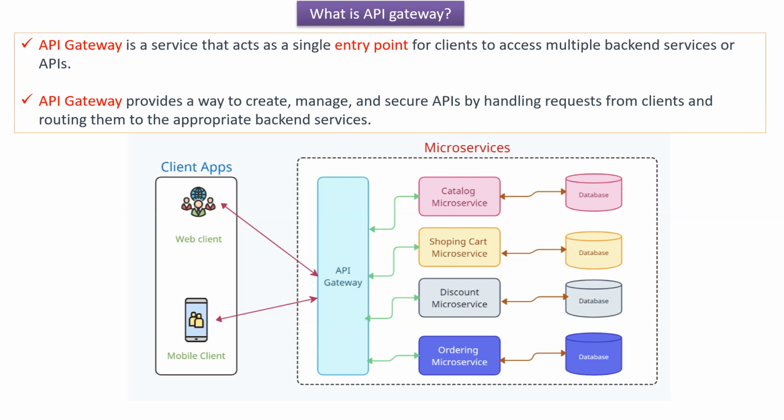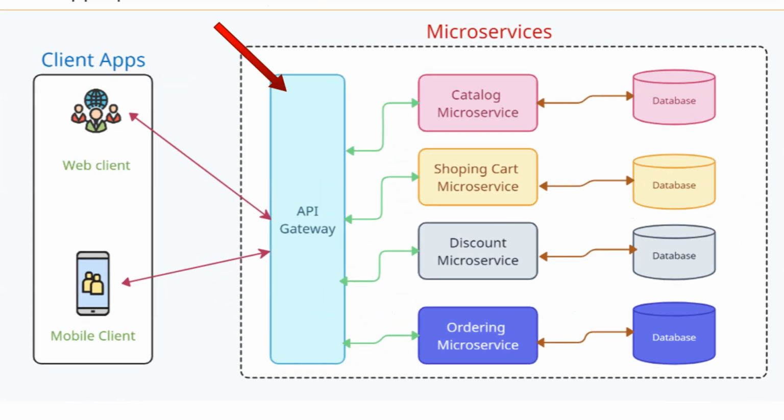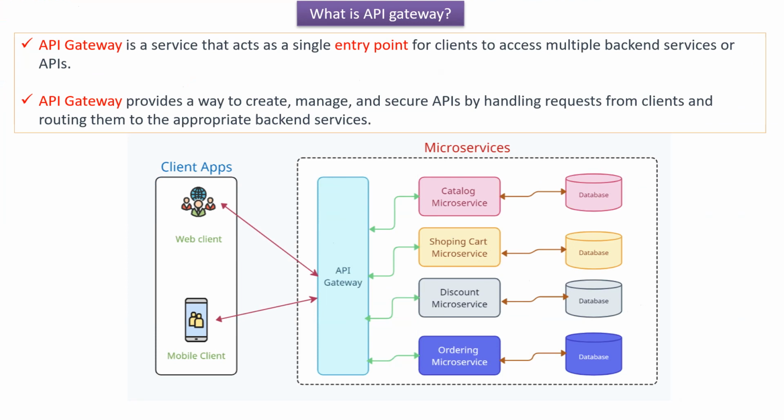In this video tutorial I will explain what is API Gateway. API Gateway is a service that acts as a single entry point for clients to access multiple backend services or APIs. And API Gateway provides a way to create, manage and secure APIs by handling requests from clients and routing the request to appropriate backend services.